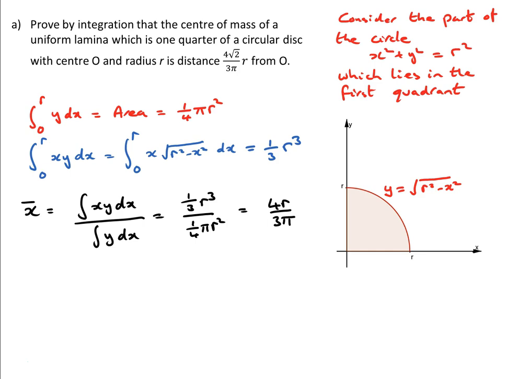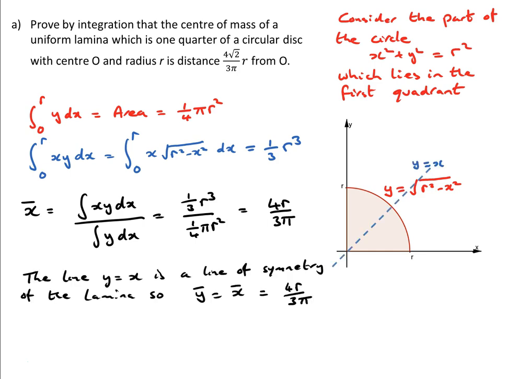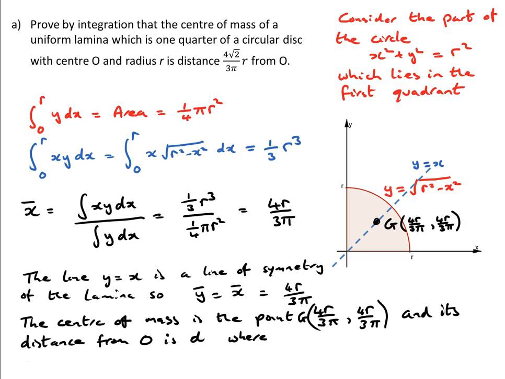Now the shape that we have has the line y equals x as a line of symmetry, which means that the centre of mass must lie on the line y equals x. So that means that the centre of mass must be the point 4r over 3π, 4r over 3π.